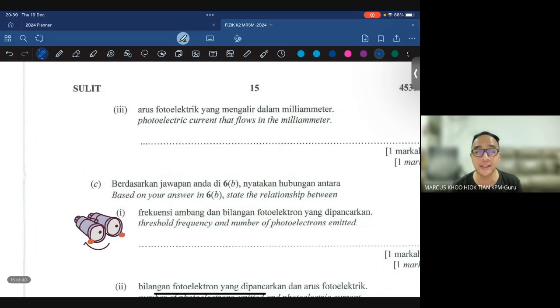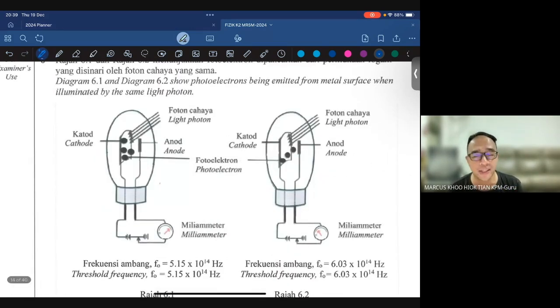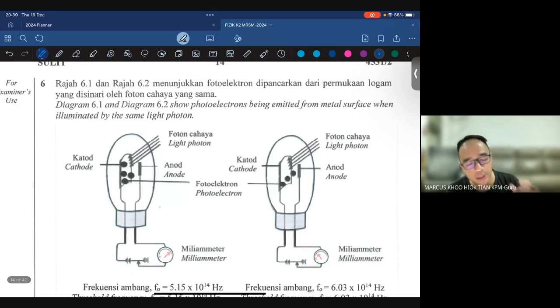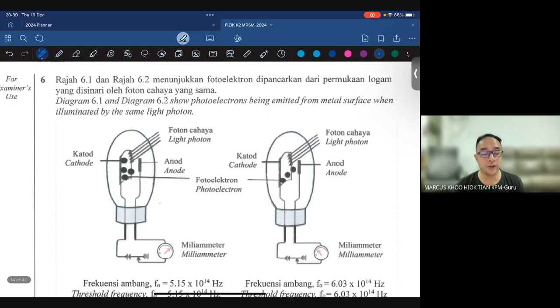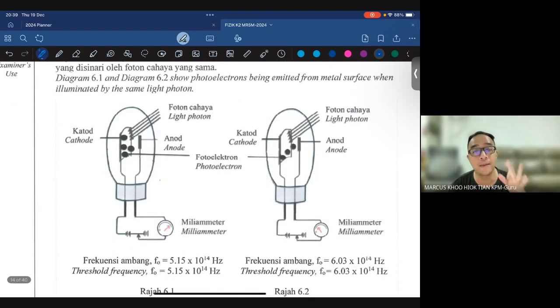Okay, number 6. I think this is the other question that I put a sticker on. Oh yes, there's a sticker in this one, because it's a very interesting question. This is the only question that I think is interesting. Diagram 6.1 and 6.2 show photoelectrons being emitted from a metal surface when illuminated by the same light photon. So this is a little bit strange. The same light photon means that it has the same frequency. Let me remind you, it has the same frequency.